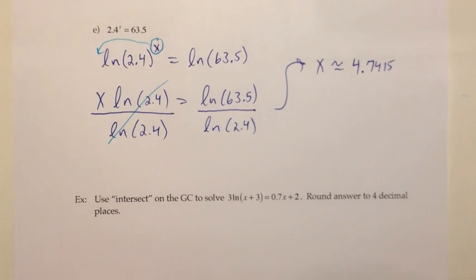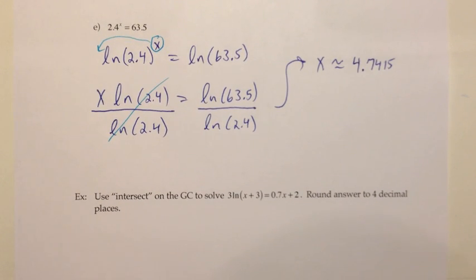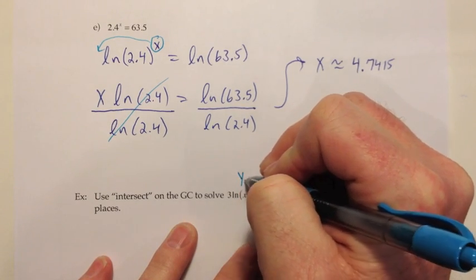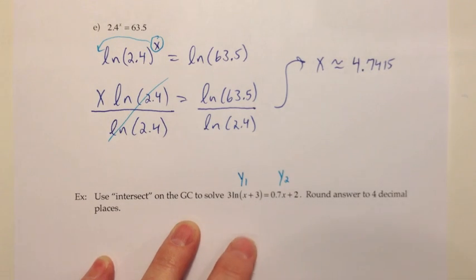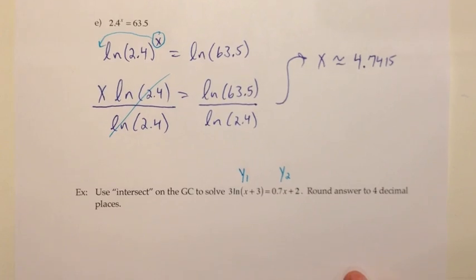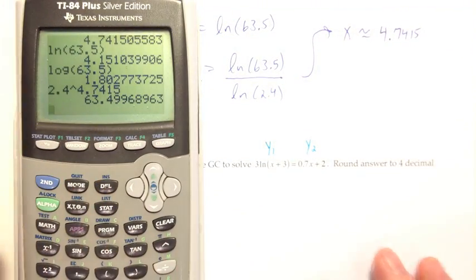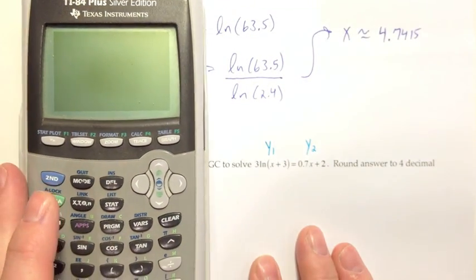Alright, one final example here. Let's look at the intersect on the graphing calculator to solve 3 times the natural log of x plus 3 equals 0.7x plus 2. So this turns out to be an equation that if we tried to solve it completely algebraically, we'd get stuck on. But on equations like that, we always have the option of putting the left side into y1 and the right side into y2, and then looking for where those graphs intersect to find the solution, something we've done several times before in other chapters, and this chapter in fact. So let's go ahead and do that.